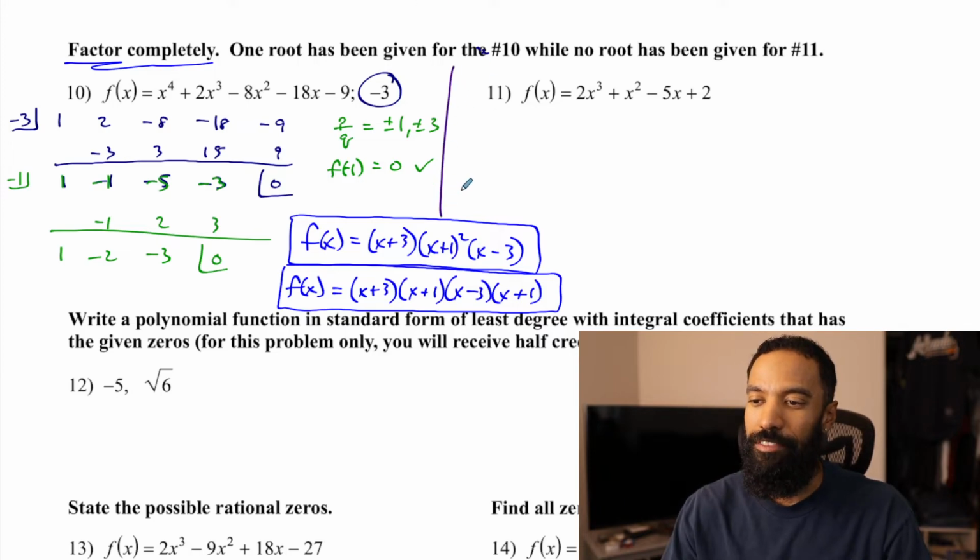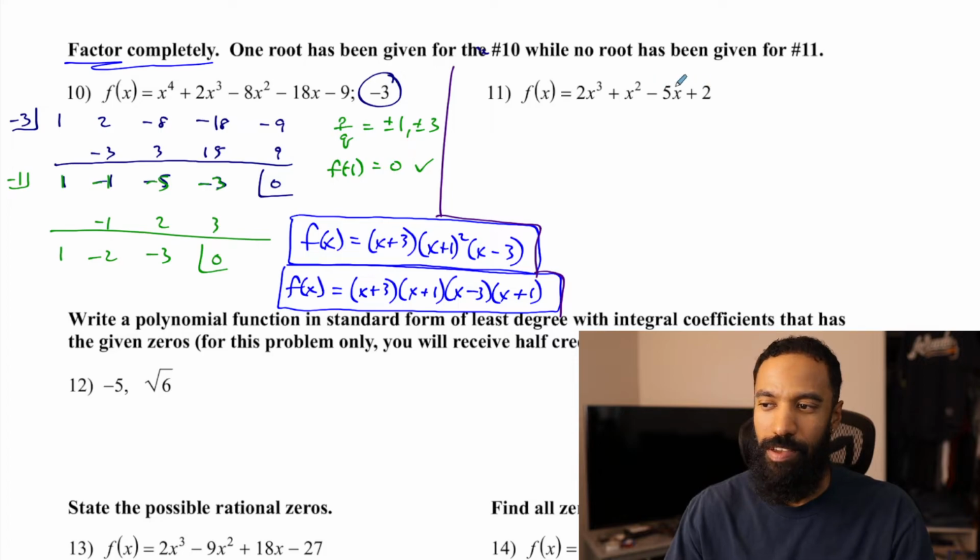All right, number 11. Number 11 right here, 2x cubed plus x squared minus 5x plus 2. Again, no factoring by grouping. I think that was kind of the hint that you were supposed to see here, where one root's been given, no root's been given here. You have to use the rational root theorem. And we're going to try our p's over q's. Factors of 2 over factors of 1.